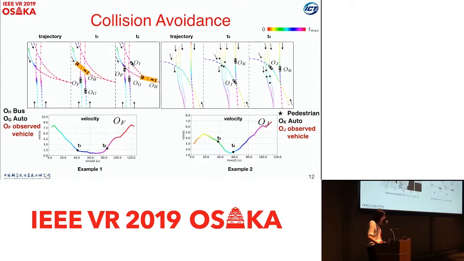The observed vehicle in the figure on the right tries to drive into a group of pedestrians. It will also decelerate to avoid collisions with these humans, and then accelerate towards the destination. These two examples show that our simulated vehicles can effectively avoid some collisions with other vehicles or pedestrians.